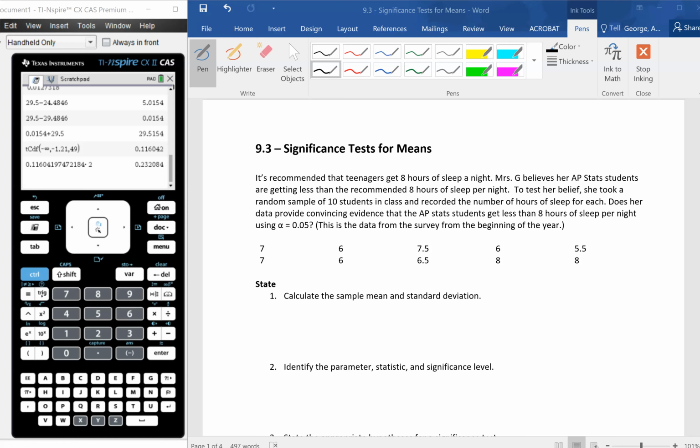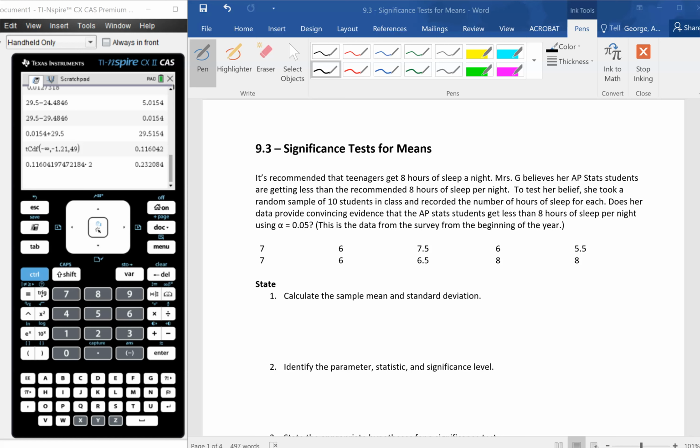To test her belief, she took a random sample of 10 students in class and recorded the number of hours of sleep for each. Does her data provide convincing evidence that the AP Stat students get less than 8 hours of sleep per night using alpha equal to 0.05? So this is actually 10 of y'all's actual answers from the survey you did at the beginning of the year. So I did pull that one back out.